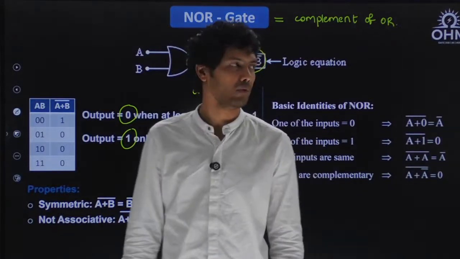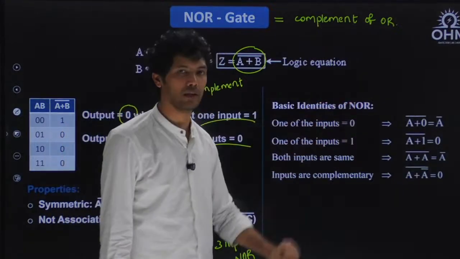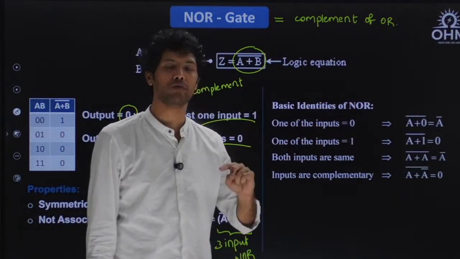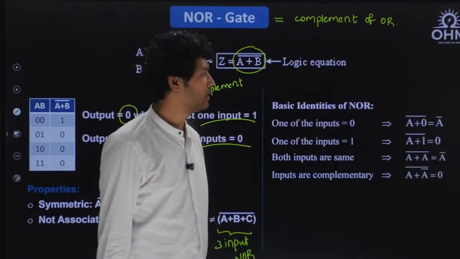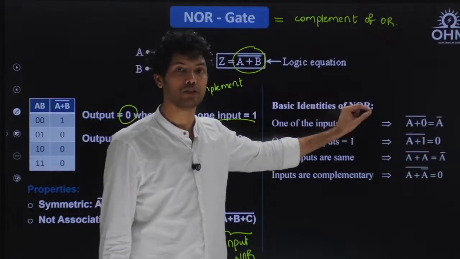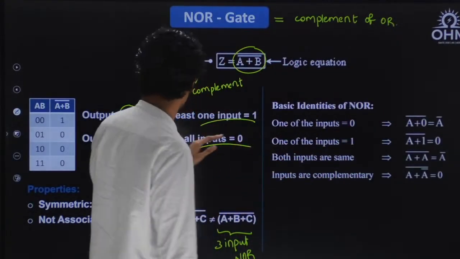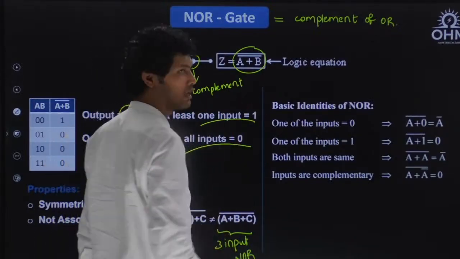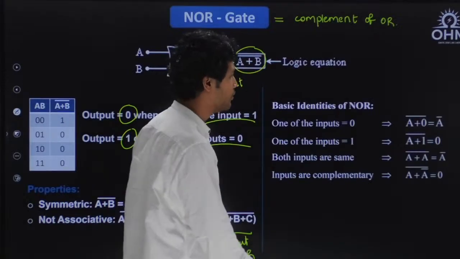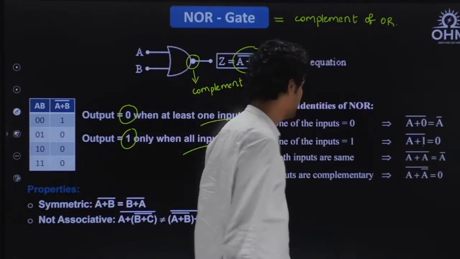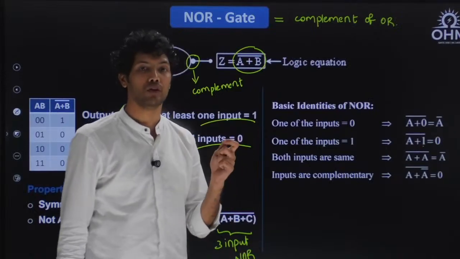Next, coming to the basic identities. The basic identities here will be exactly the complement of what we had in the case of the OR function. When one of the inputs is 0, the NOR gate functions as a NOT gate. And when one of the inputs is 1, like I told earlier, at least one means the output is straight away 0. I don't even care what the other input is. And when both inputs are the same, the NOR gate functions as a NOT gate.